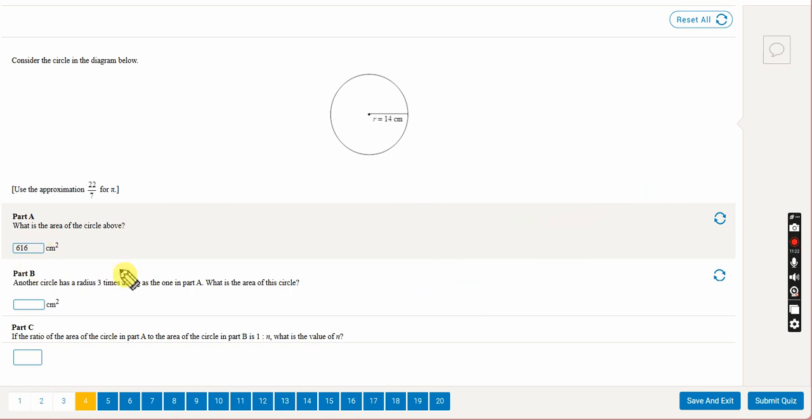So the next one, now another circle has an area 3 times as big as the one in part A. What is the area of the circle? Now they also multiply the radius by 3. So here it's 14 times 3. Now what is 14 times 3? Let's just write it here. 14 times 3, that is 42.